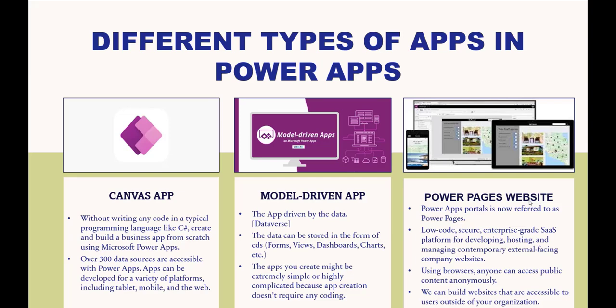Next comes the Power Pages website. Before, there were three types of applications in Power Apps: Canvas app, model driven app, and Portal. Now Portal is referred to as Power Pages, where you need no code, or low code, a secure and enterprise grade SaaS platform for developing, hosting, and managing contemporary external facing company websites.